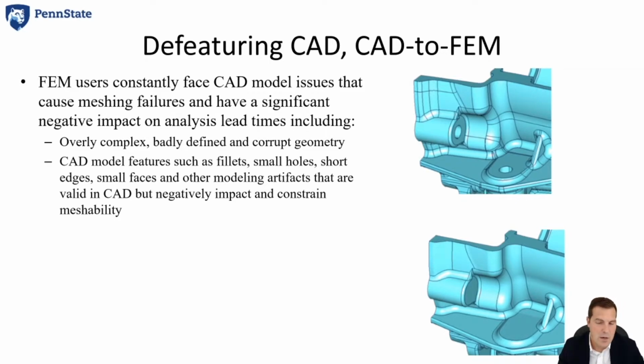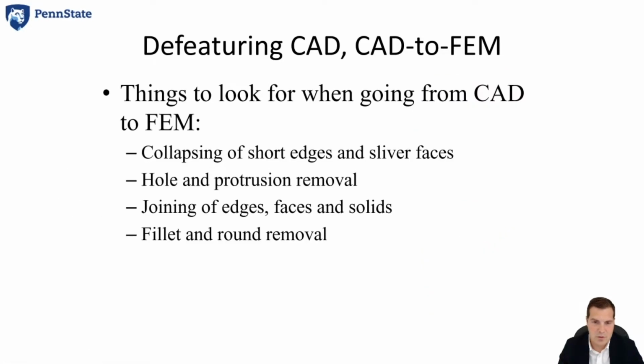That's typically the process, and so I'm trying to save you from that pain in the future. What you want to do really is defeature it. The whole defeaturing process, I mean, it's an art. There are different ways to do it. Things you want to look for: collapsing of short edges and sliver faces, hole and protrusion removal, joining of edges and faces, and fillet and round removal.